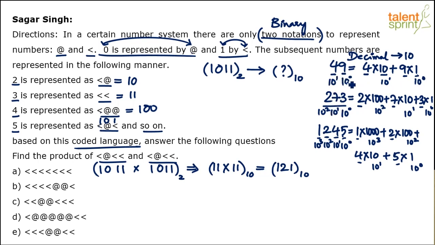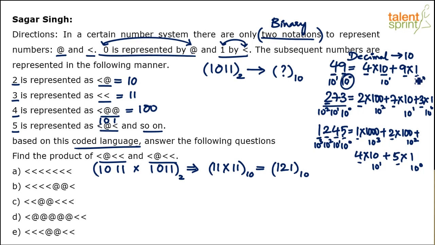10 power 0 is 1. So that's why it's called units place. 10 power 0 is 1, right? So this is units place. 10 power 1 is 10. So this is tens place. 10 power 2 is 100. So this is called hundreds place. 10 power 3 is 1000. So this is called thousands place. So this is how you represent a number in the decimal system.